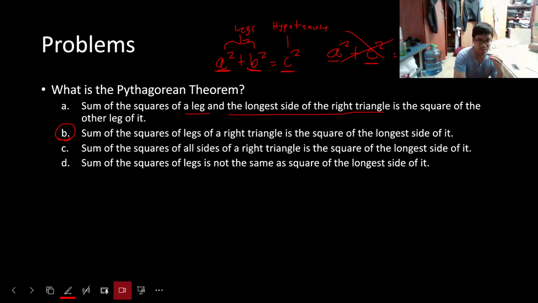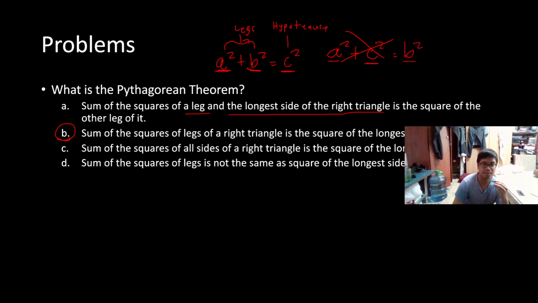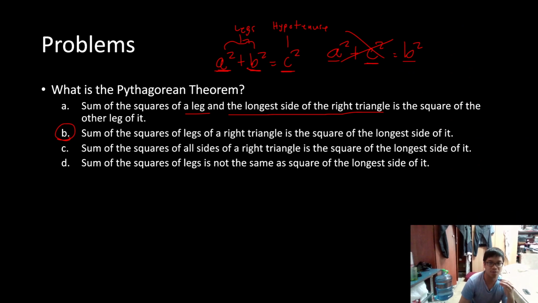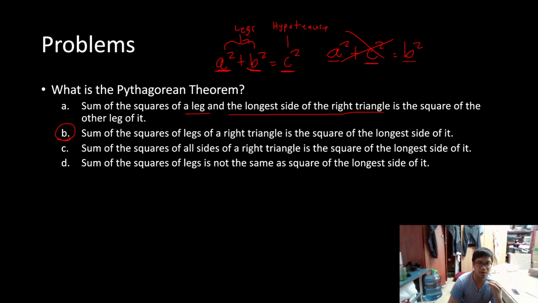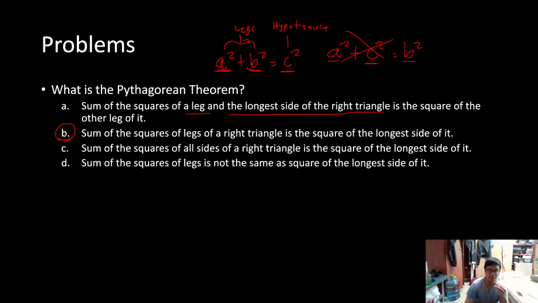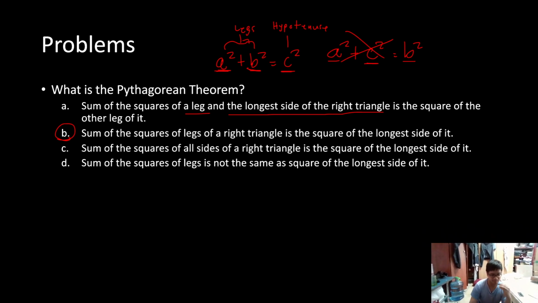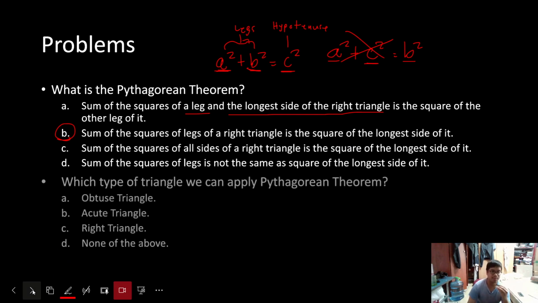Wait, maybe my camera is not that. Wait. There we go. For those wondering what I'm trying to write, the formula should be a squared plus b squared is equal to c squared, not a plus c squared is equal to b squared. All right. From now on, I'm going to put my camera here, bottom right. So let's go to the next problem.